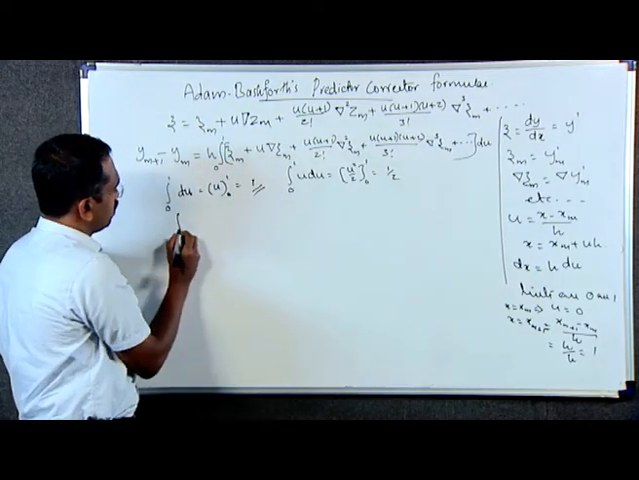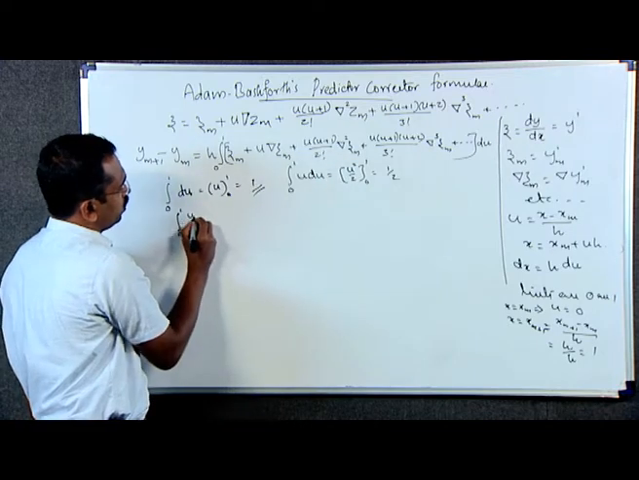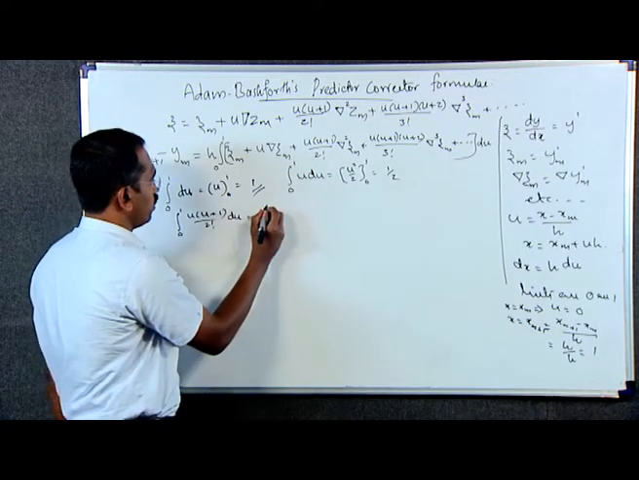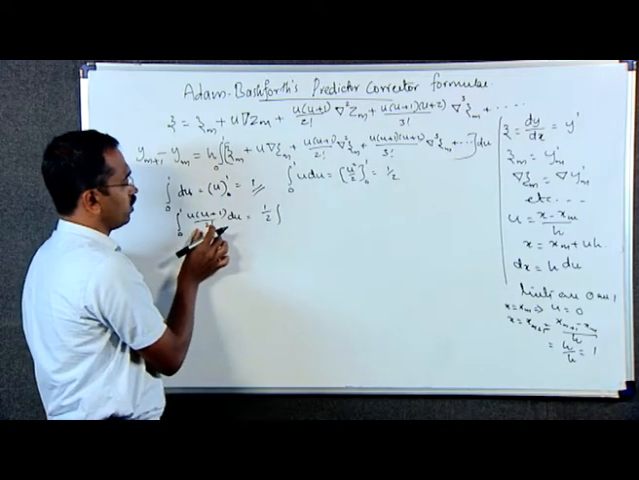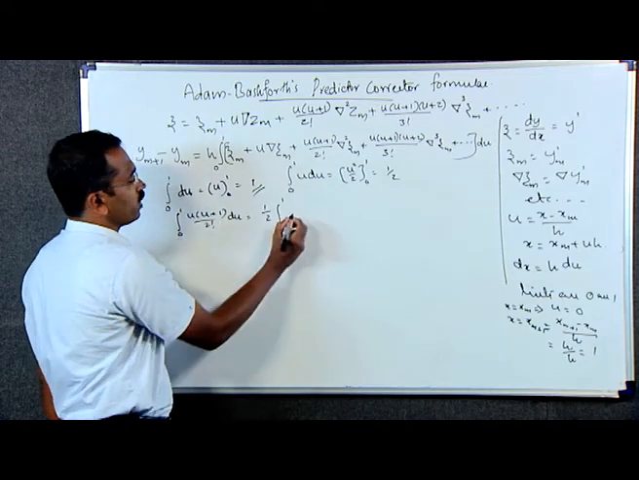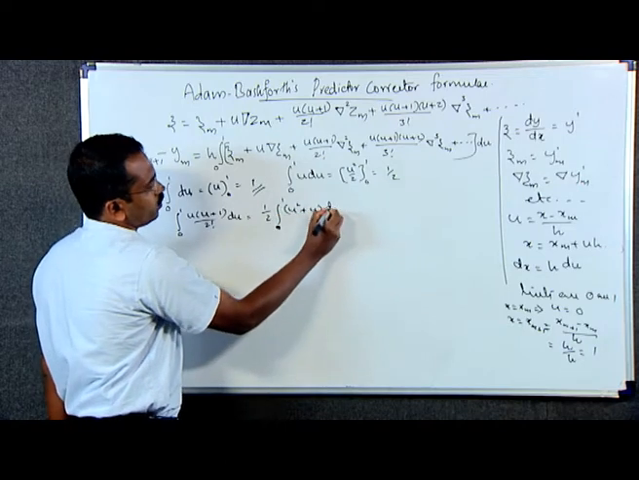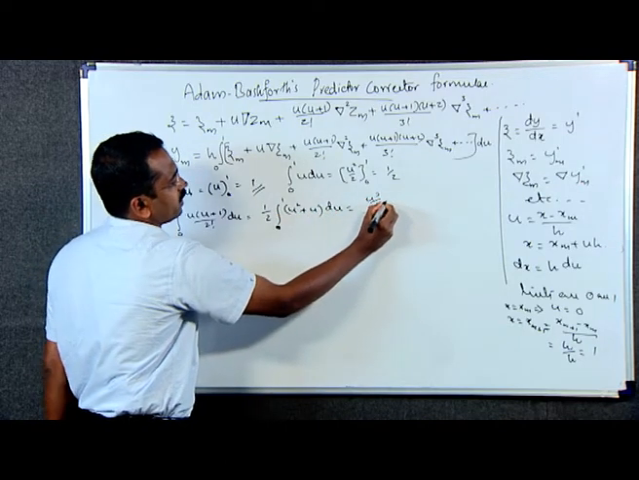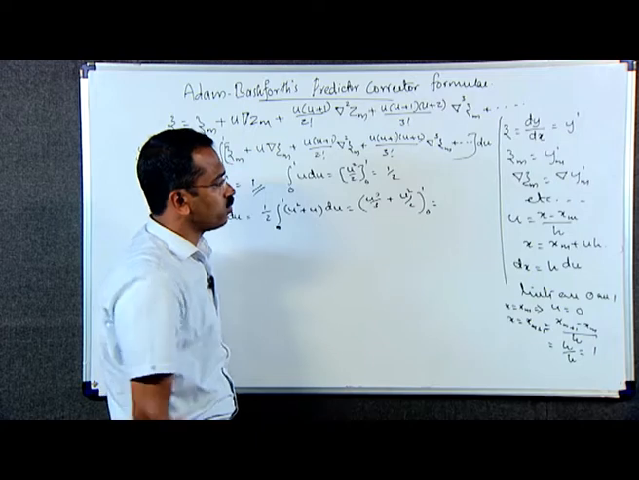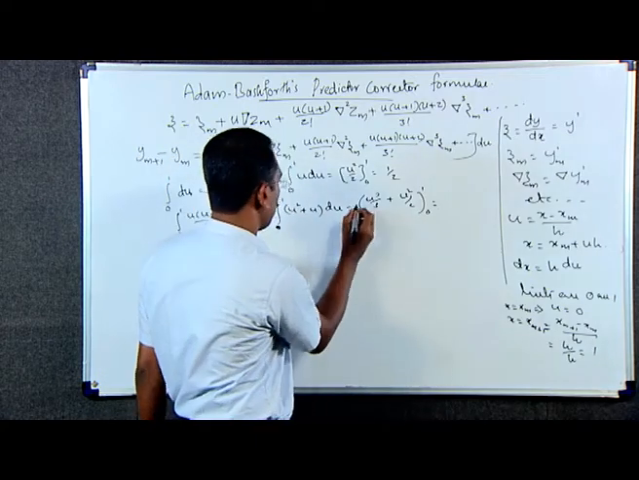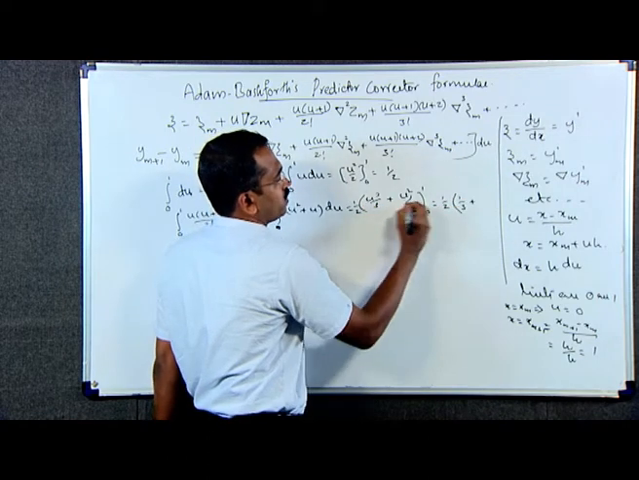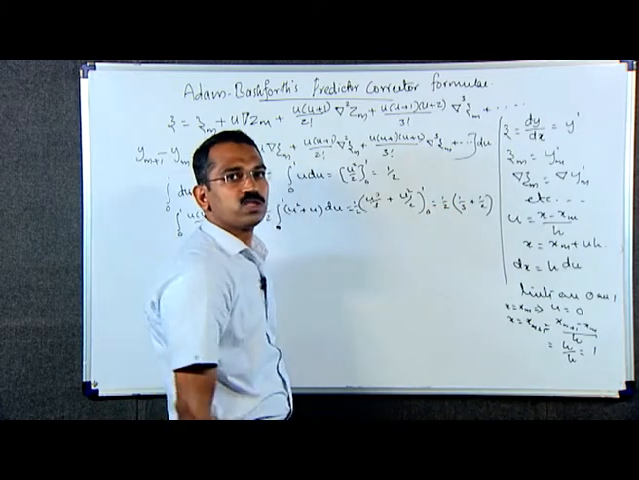Now, integral from 0 to 1, this term u into u plus 1 divided by 2 factorial du, which is equal to 1 by 2 into integral from 0 to 1 of u square plus u du, that is u cube divided by 3 plus u square divided by 2 between the limits 0 and 1, that is equal to 1 by 2 into 1 by 3 plus 1 by 2, which is equal to 5 by 12.